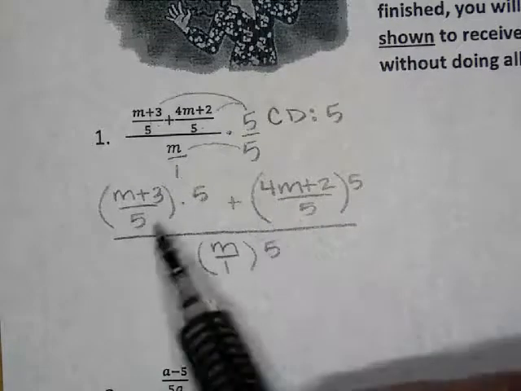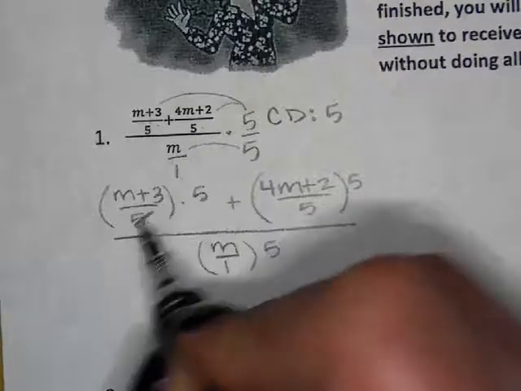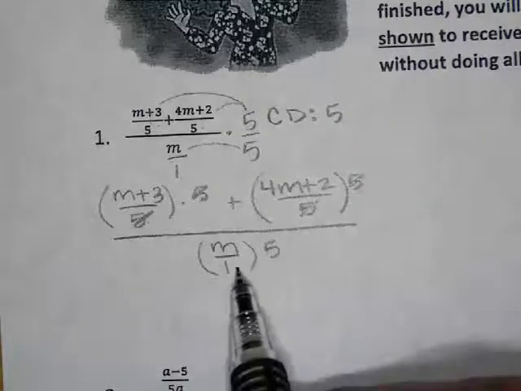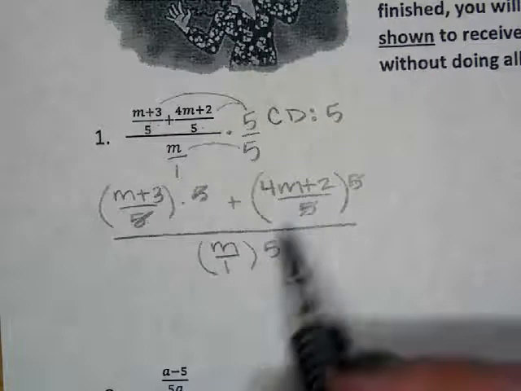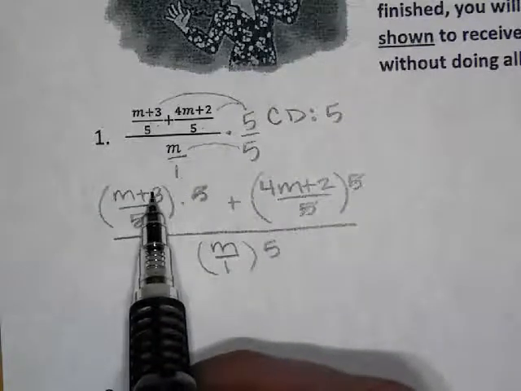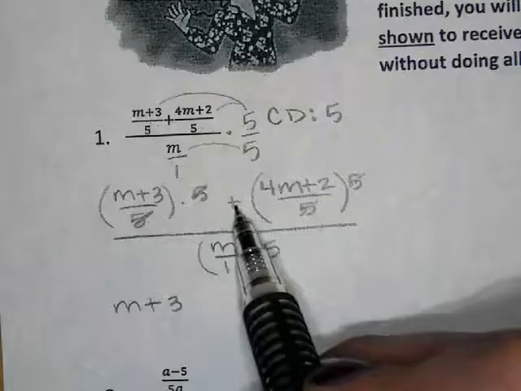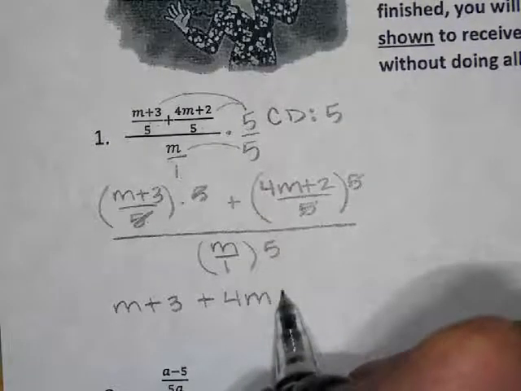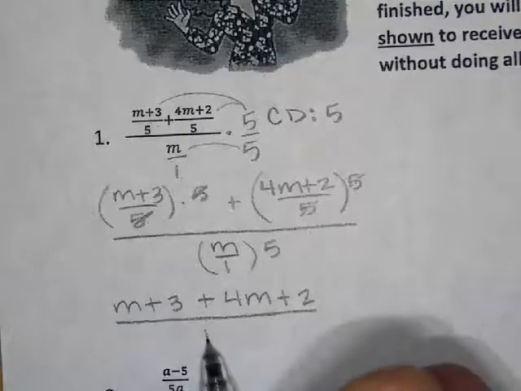Okay, so if we have a divide by 5 and a times 5, what happens? They cancel. Divide by 5 times 5, they cancel, okay? Down here we have a divide by 1 and a times 5, so those are not going to cancel. Okay. So up here we have nothing to distribute, so we just have m plus 3, correct? So m plus 3, okay? We have a plus sign, not a minus sign, so we can just keep adding here. So plus 4m plus 2, because the 5 is gone, so there's nothing to distribute. And we have an m on the bottom.